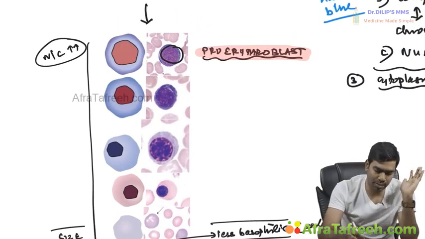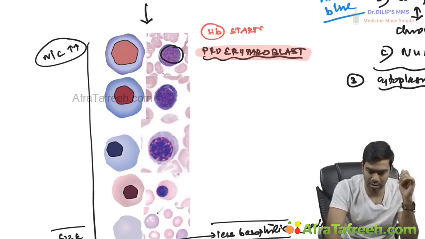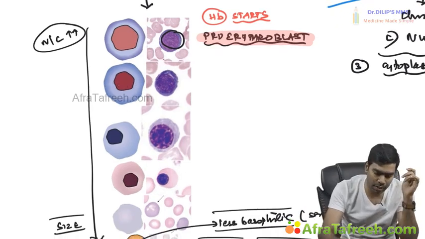The most important exam question they are going to ask is the hemoglobin synthesis will start in the proerythroblast stage only. The hemoglobin synthesis will start in the proerythroblast stage, which is one of the very, very important factors. Very, very important things to note.